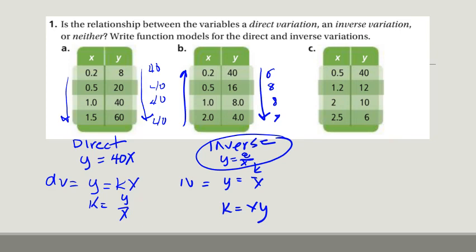In my case here, x is increasing, y is decreasing, so it could be an inverse variation. So let's look. Again, 40 times a half is 20. 1 and 2/10 times 12 is 14.4. So this is going to be neither.